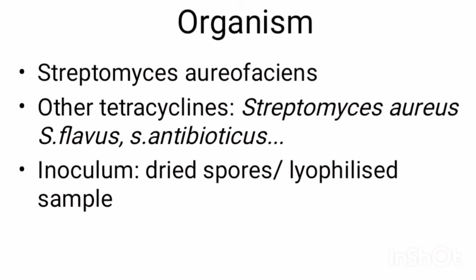Next is the organism used for the production process. The mutant strain of the Streptomyces aureofaciens is used for the production of tetracycline. Streptomyces aureus, Streptomyces flavus, Streptomyces antibioticus, Streptomyces cellulose, etc. are used for the production of other tetracyclines. So the choice of organism is dependent upon the type of tetracycline. Inoculum preparation uses several stages. Spores dried on sand or lyophilized sample is used. Different streptomyces produces different tetracyclines.